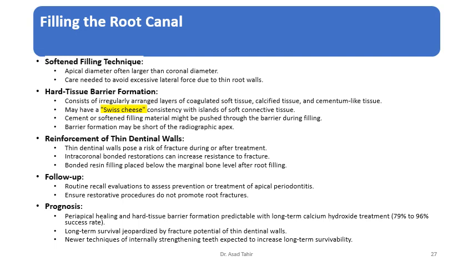Follow-up. Routine recall evaluations to assess prevention or treatment of apical periodontitis. Ensure restorative procedures do not promote root fractures. Prognosis. Periapical healing and hard tissue barrier formation are predictable with long-term calcium hydroxide treatment, 79% to 96% success rate. Long-term survival is jeopardized by fracture potential in dentinal walls. Newer techniques of internally strengthening teeth are expected to increase long-term survivability.